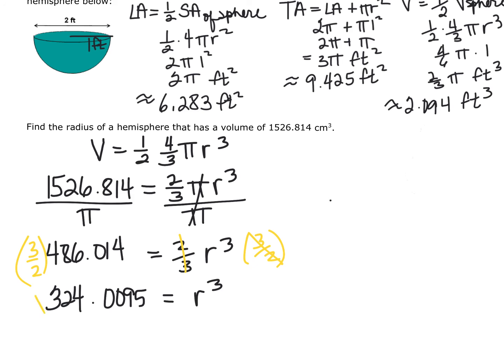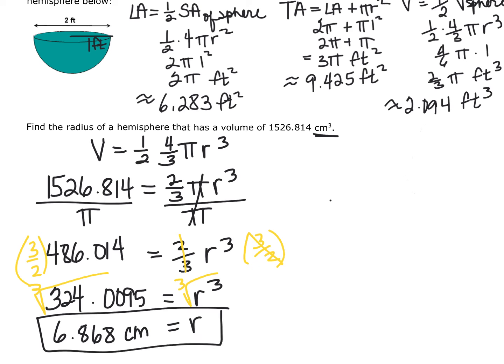So now we take the cube root of both sides, and we find our r. So the radius is equal to 6.868, and that is centimeters. And that's how we find the radius. We just work our formula.